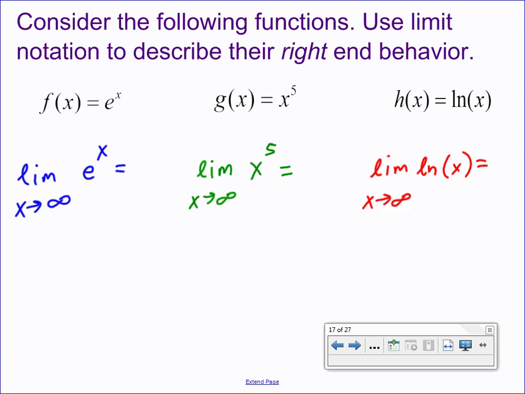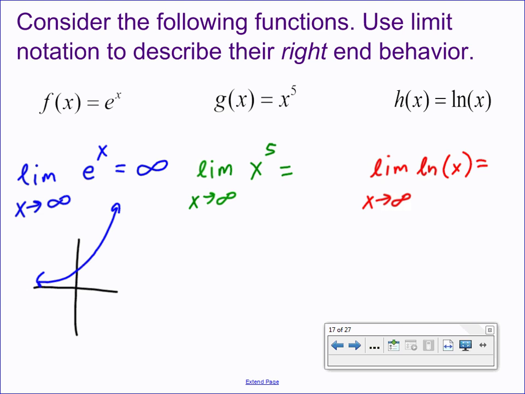All right, so what did you and your partner get for the right-hand behavior of e to the x, right? What does that do? Kobe? It goes to infinity. Right? We know graphically our e to the x function increases without bound as x increases without bound.